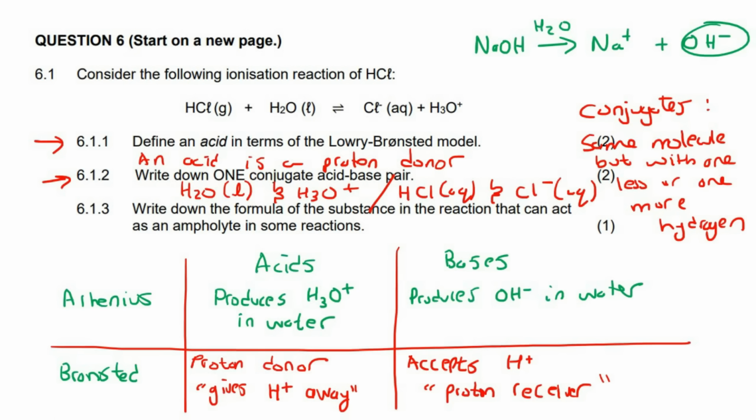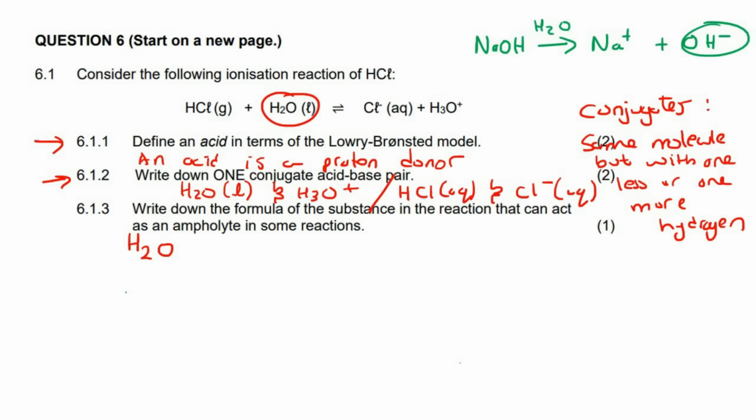Write down the formula of the substance in the reaction that can act as an ampholyte. It's actually water. Water is an ampholyte. Well, Kevin, what is an ampholyte? An ampholyte is a substance that can act as a base, and it can also act as an acid. How can it do that? Well, if water acts as an acid, remember what an acid does. It gives away, or donates, hydrogen.